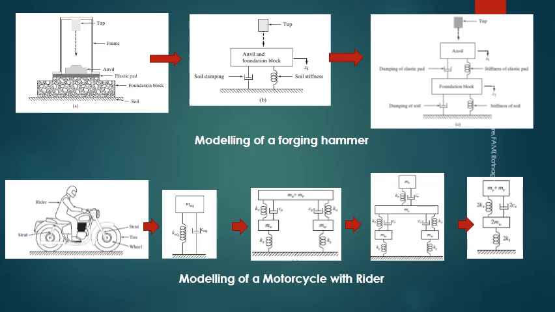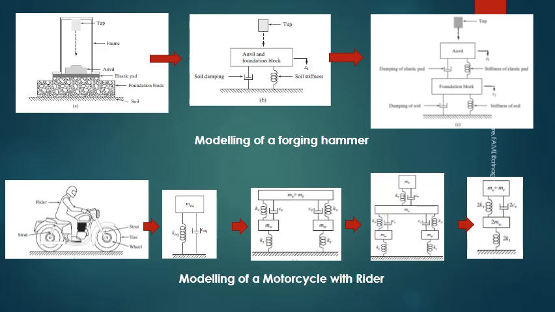Now let's consider a second example, the modeling of a motorcycle with a rider. As shown, initially we will say M equivalent, that is the total mass of the system, and then K equivalent and C equivalent. But the mass, that is the rider, is sitting on a seat. It means that the seat will provide some stiffness as well as some damping, and then the entire vehicle is mounted on two tires by means of supporting springs and a damper.